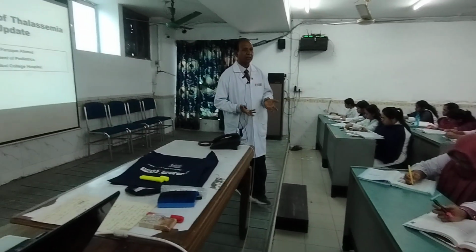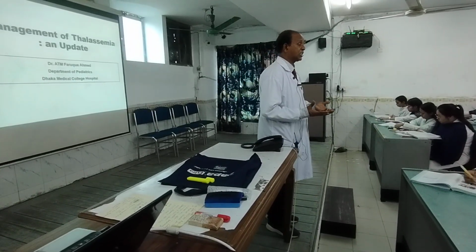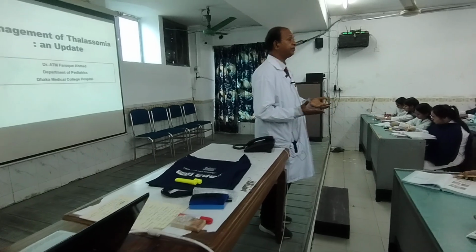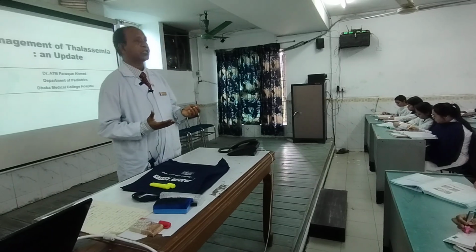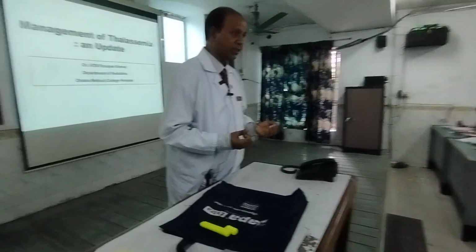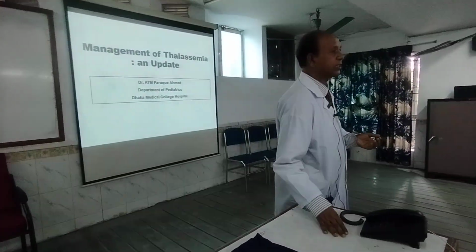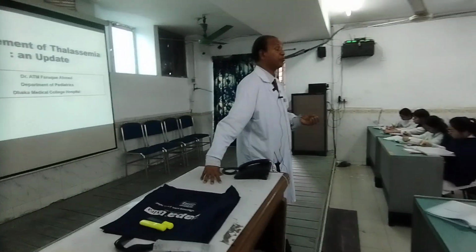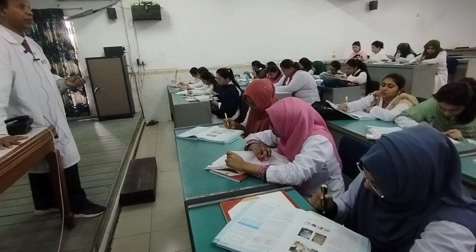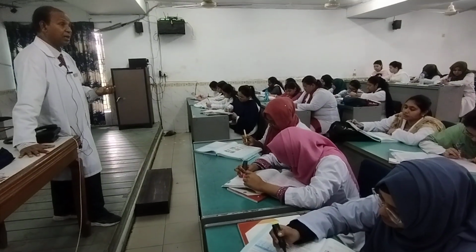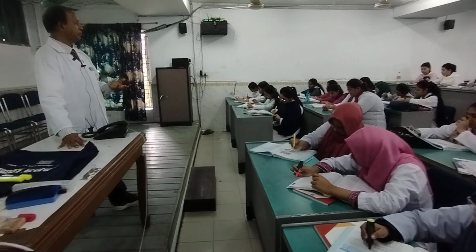Now, what are the investigations? Investigation is complete blood count with peripheral blood film and red cell indices. You should know. Then another one is the osmotic fragility test. Osmotic fragility test shows reduced fragility. Remember this one. Next one is hemoglobin electrophoresis, which is the confirmative diagnosis of thalassemia. Remember this. The hemoglobin electrophoresis is the confirmative tool of diagnosis of thalassemia.